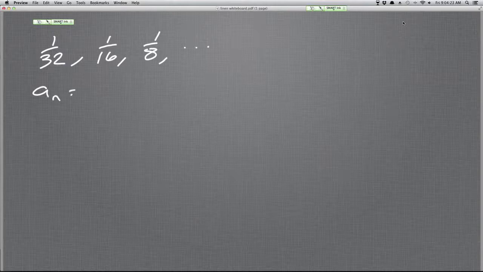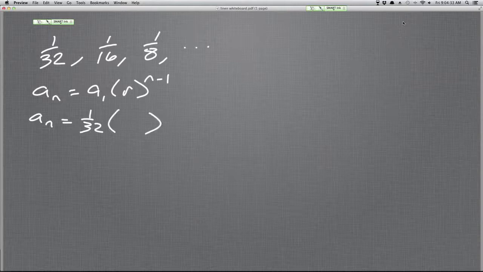So A sub n equals A sub 1 times r to the n minus 1. So A sub 1 is 1 over 32. I need to figure out what r is. It's 1/2, right? It's not 1/2, it's 2. But remember, what's the method in finding r? Divide the second, 1/16, by 1/32.